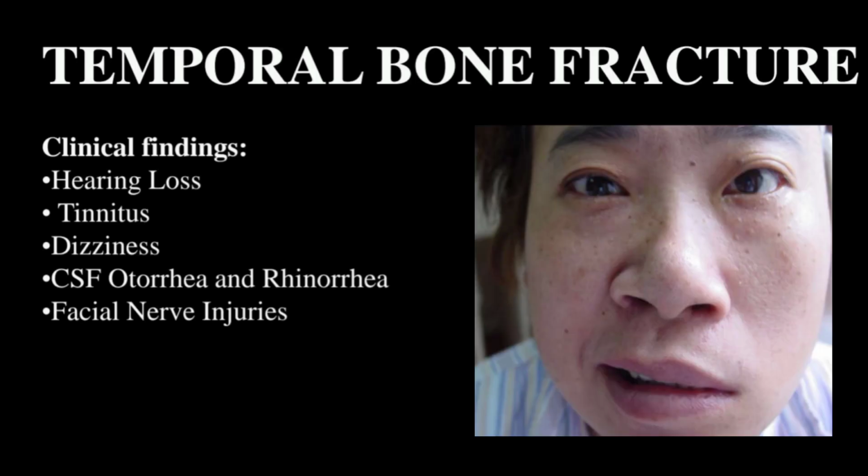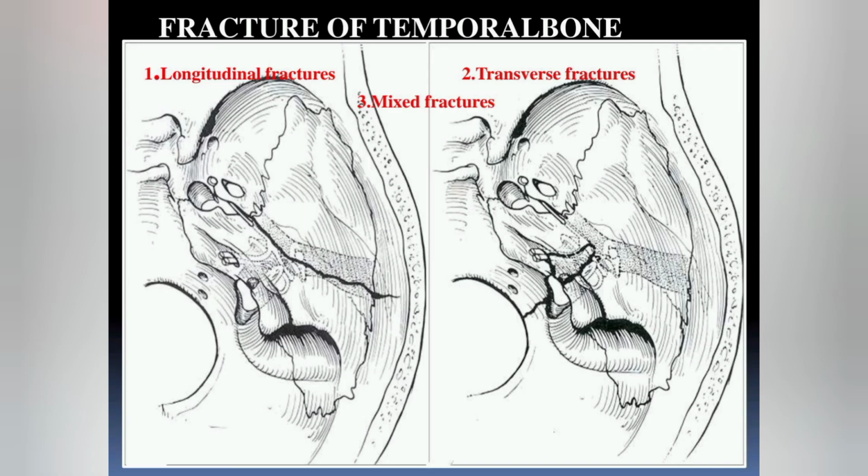Applied anatomy of temporal bone. Temporal bone fractures lead to hearing loss, tinnitus, dizziness, CSF otorrhea and rhinorrhea, and facial nerve paralysis. Petrous part of the temporal bone can get fractured longitudinally along the anterior border, or it can get fractured transversely. It will lead to damage to the internal ear.